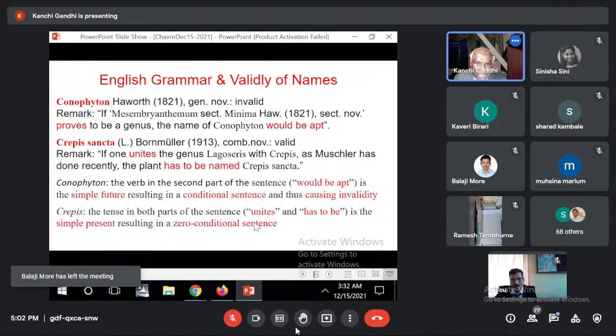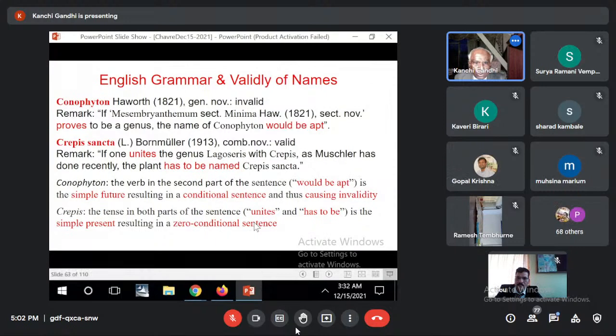Read the second paragraph, Crepis sancta. If one unites the genus Lagoseris with Crepis, the plant has to be named Crepis sancta. So look at it. In both examples, the sentence starts with if. In the second example, if one unites, has to be named, unites is the present, in grammar it's called simple present.